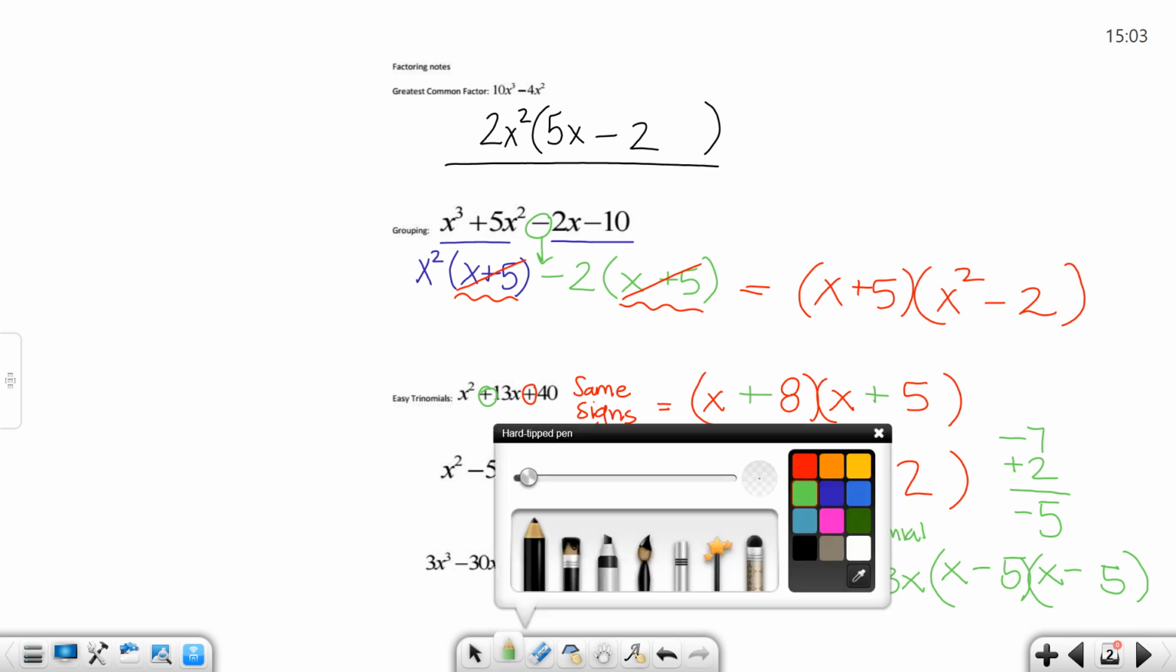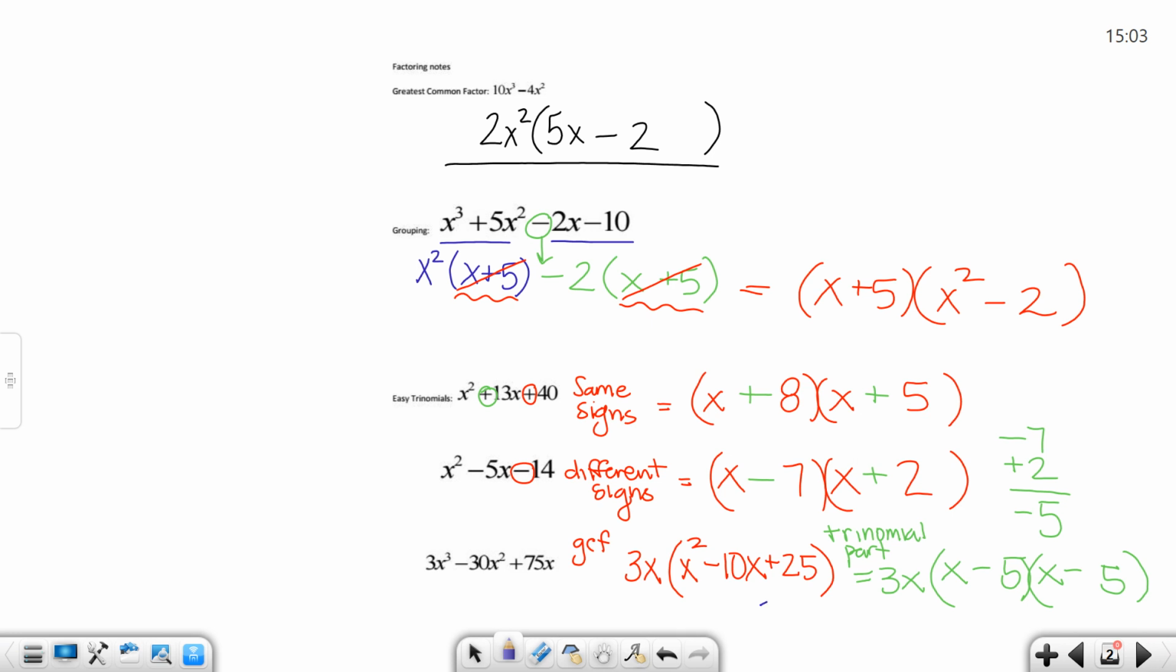Now, there are other ways to write this answer. That way works great, would give you full credit, but you could also write it in this fashion. I don't care which way you write it.